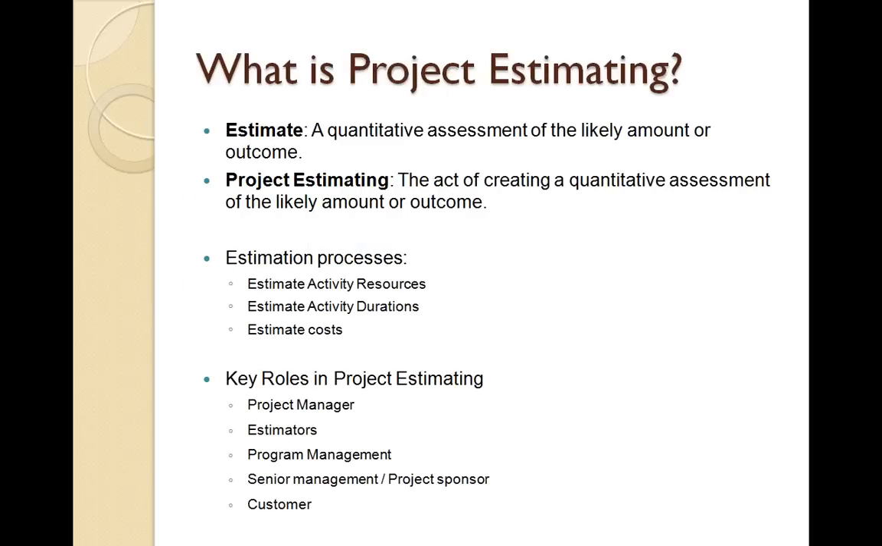So when we talk about project estimation, what we are trying to do is we are trying to quantify the amount or the outcome. So we are trying to not only just have a rough idea, we're trying to quantify the data. And the data that we're trying to quantify here is either we are trying to estimate the activity resources, or we are trying to estimate the activity duration, which means the efforts or how much time it is going to take, or we are estimating the cost. And in this particular process, there are multiple people who are involved, and there are multiple roles that are played by people in the team in respect of project estimation.